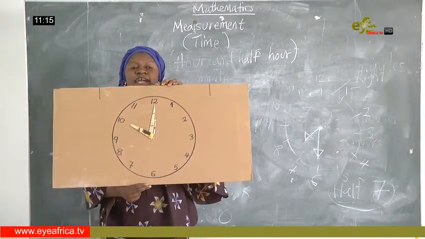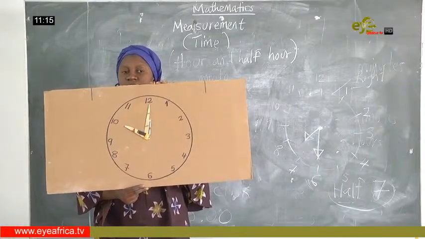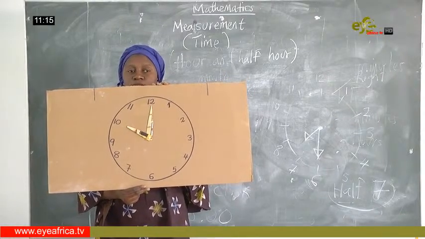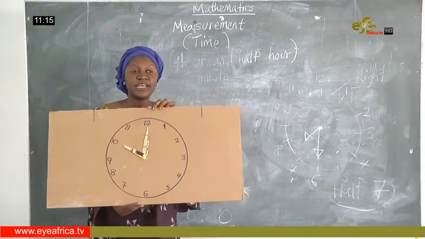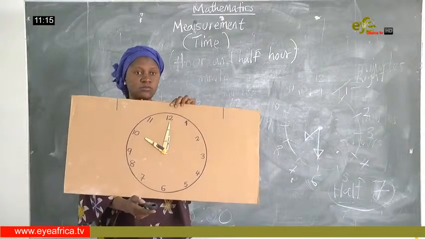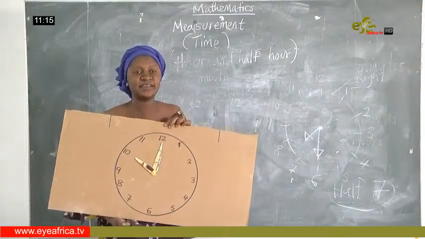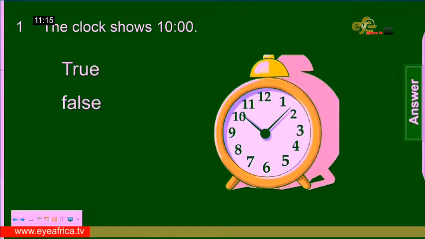What you are seeing on the curtain here, is it the same as what you are seeing on your screen? No. Therefore, the answer is false. Because what you are seeing on your screen is the shorter hand is at 10 and the longer hand is between 1 and 2. You can call it 8 minutes past 10, not 10 o'clock.